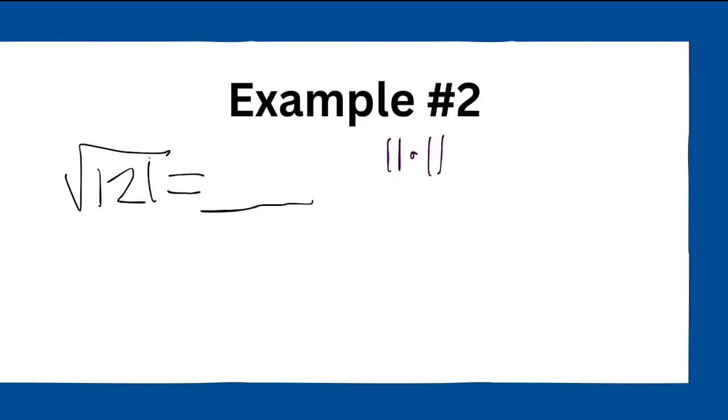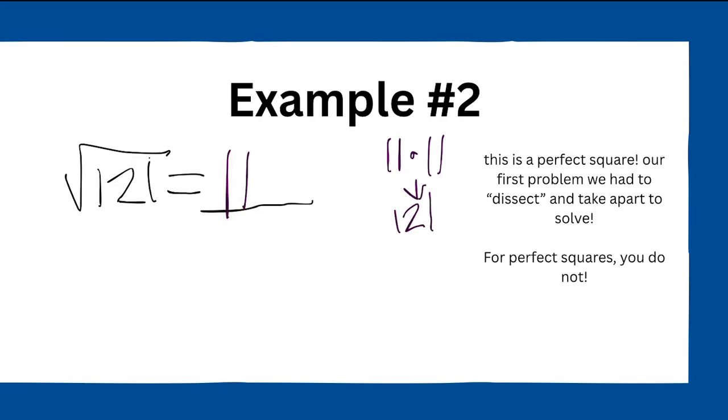All right, example number 2. I have 121 equals something. I know I can break 121 into smaller values. But wait, isn't 121 a perfect square that I memorized? Or I can do 11 times 11. That's how I know I would get 121. So this is a perfect square.